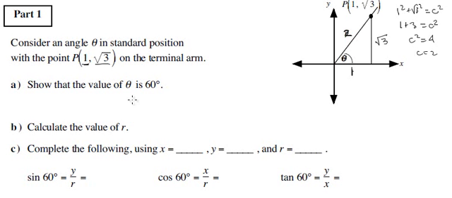Show that the value of theta is 60 degrees. There are several ways to do this. I'll show you one that I think connects fairly well to what we've been talking about so far. For this triangle, what are sine, cosine, and tangent? You can find them using SOHCAHTOA.